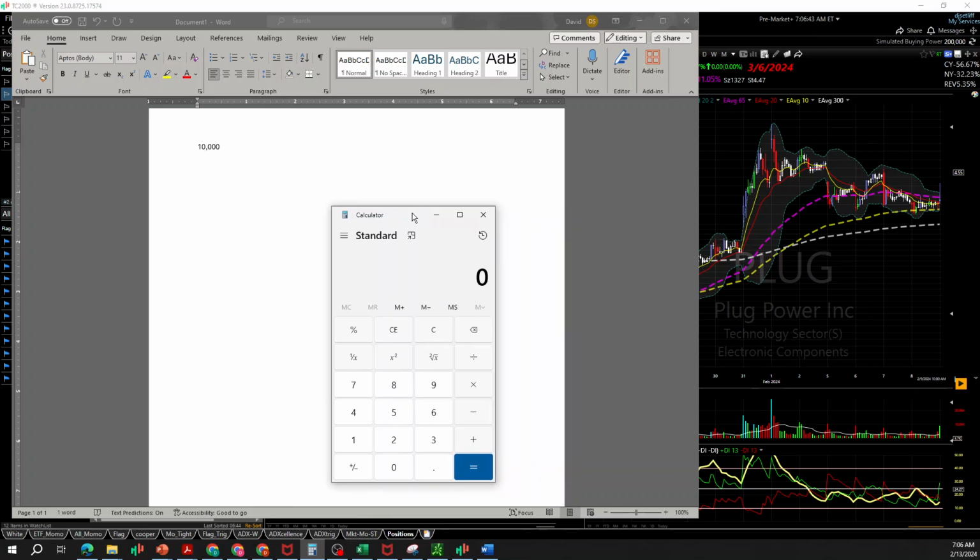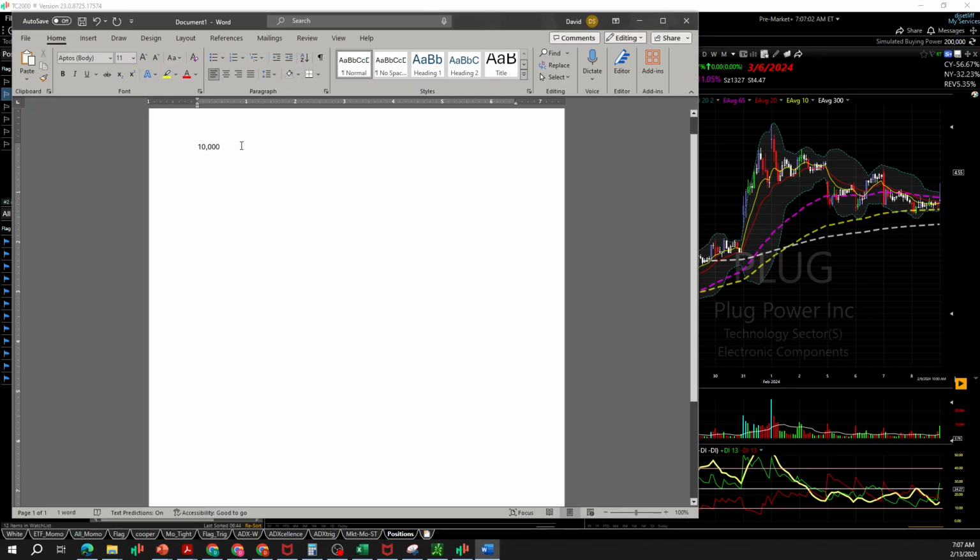So let's say for example purposes that we have this $10,000 account and we want to risk no more than 0.5% per trade. Essentially that means you're risking $50 per trade on your $10,000 account. So if you take a full loss on a trade, you're going to lose $50, which is equivalent to 0.5% of your full account.